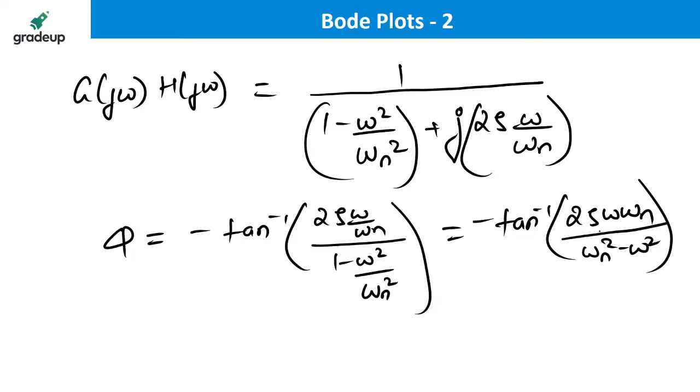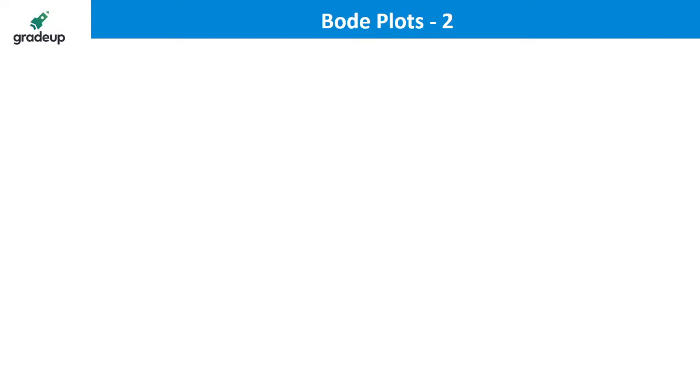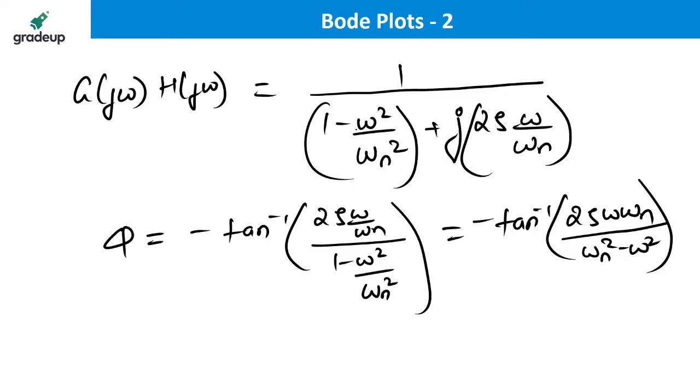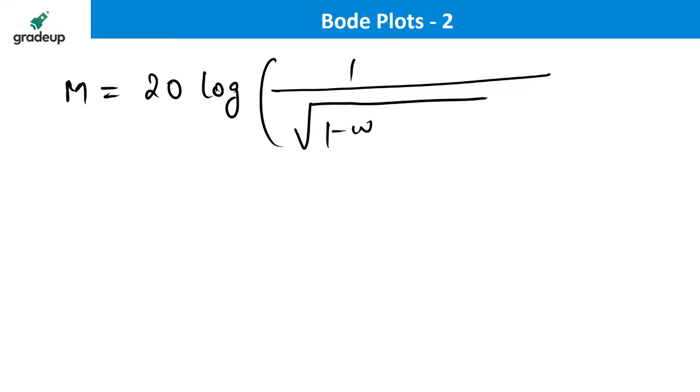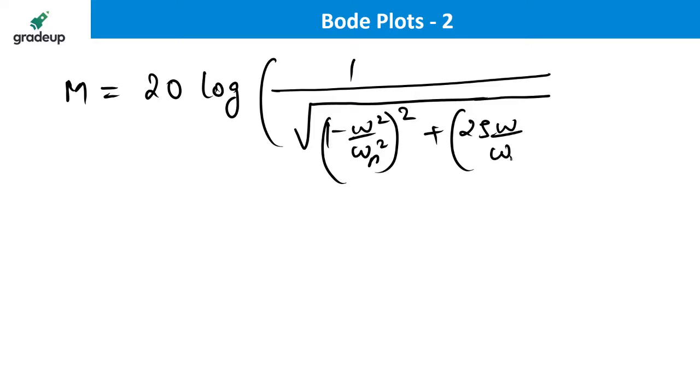For phase plots, so far we have not taken any approximation on the phase, so for this we will take the direct plot. What about the magnitude? Magnitude is, since we are talking about the Bode plot, obviously I take 20 log. What is the magnitude? Numerator is just 1. Denominator magnitude, write down root over x square plus y square. 1 upon root over 1 minus omega square by omega n square whole square plus y square, that is 2 zeta omega upon omega n whole square.